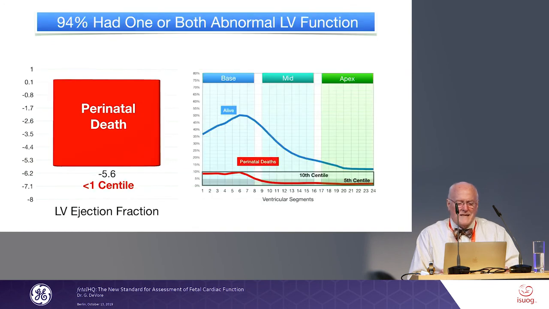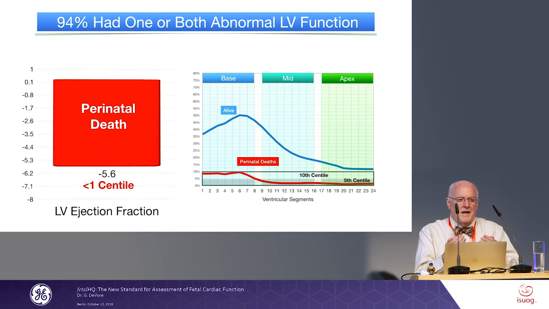So what we basically have to help you separate out: 94% of the fetuses that died had one or both of these findings, abnormal left ventricular ejection fraction or fractional shortening of the 24 segments. So if any of you are sleeping, wake up. There's the most important point.